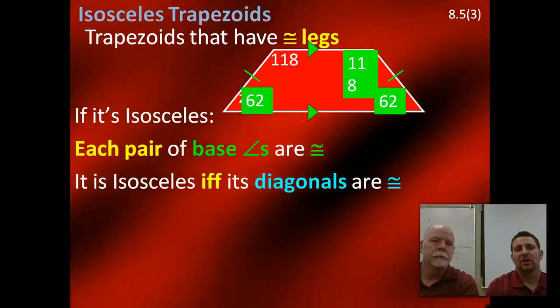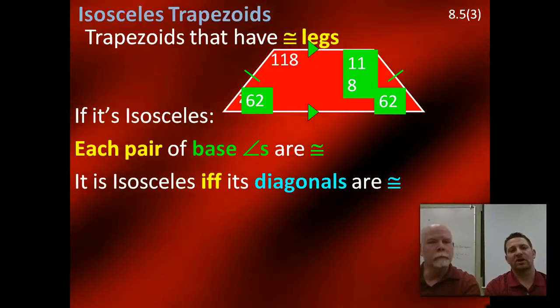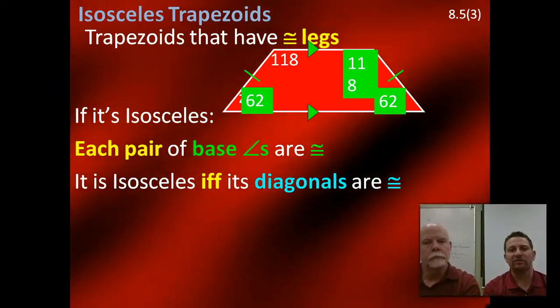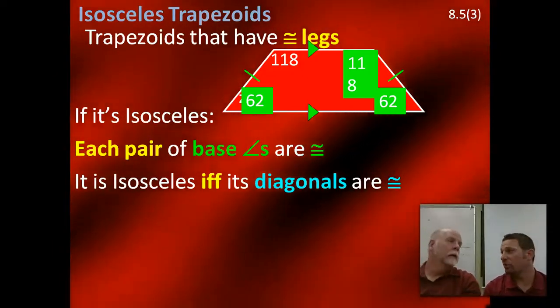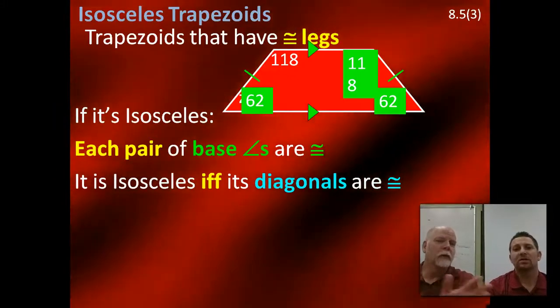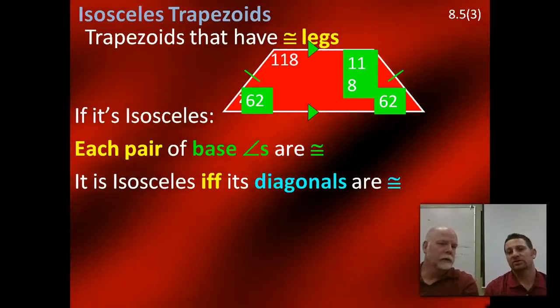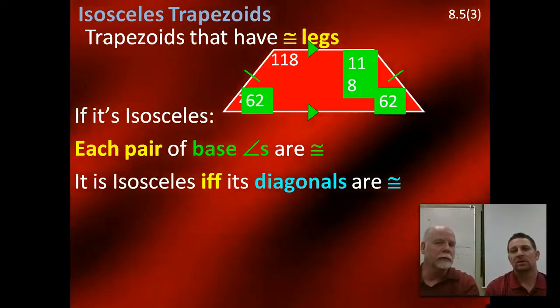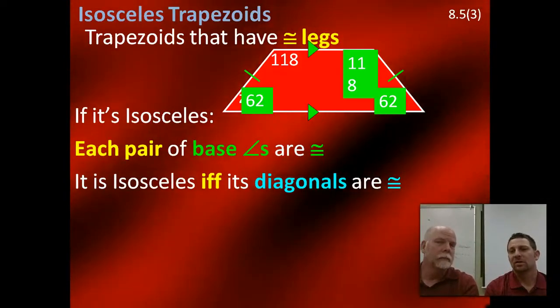That's important. All right, so if it's isosceles, each pair of base angles are congruent, which we covered, and it's an isosceles trapezoid if and only if its diagonals are congruent. So here's another rule. That kind of throws a strange thing in here, because the only other shape that has that is a rectangle. It's a rectangle, that's right. And so it's kind of weird that an isosceles trapezoid has congruent diagonals, but that's one of the properties of it.